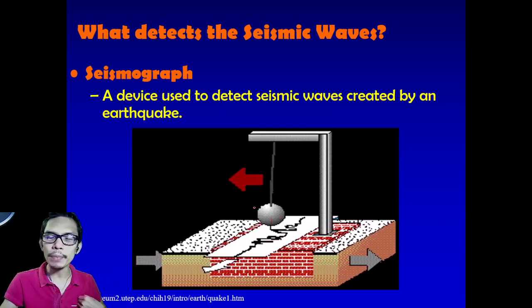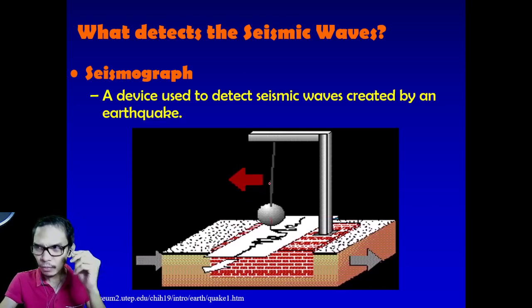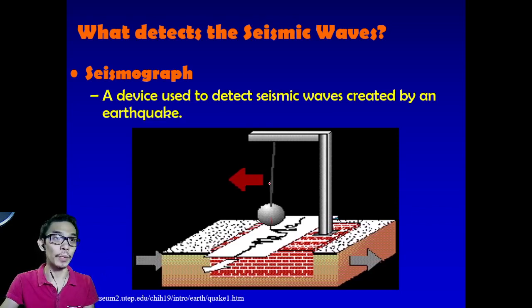Nowadays, we have the modern seismograph, and it looks like this. Again, seismographs are devices that are used to detect, not to predict, earthquakes. It is used to detect seismic waves.